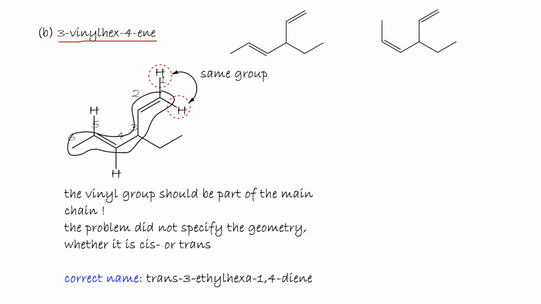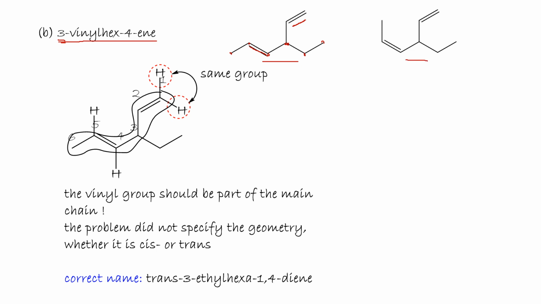3-vinyl hexfluorine. To draw this compound, we will start with hex 4-ene. Hex 1, 2, 3, 4, 5, 6. On 4, we have a double bond. On carbon 3, we have vinyl. So we can draw this one or this structure.